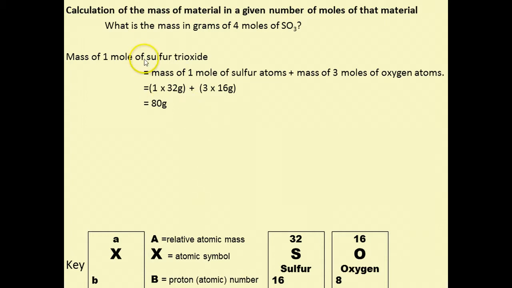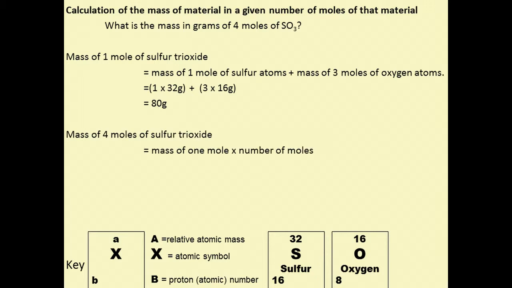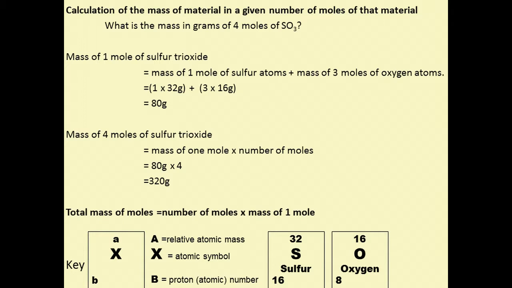If we have 1 mole having a mass of 80 grams, what will the mass of 4 moles be? So we can do the calculation and find out the mass of 4 moles of sulfur trioxide will be 320 grams. We've also got the key equation here. The total mass of substance is equal to the mass of 1 mole multiplied by the number of moles. I would suggest you write this equation down. Total mass of moles is equal to the number of moles multiplied by the mass of 1 mole.